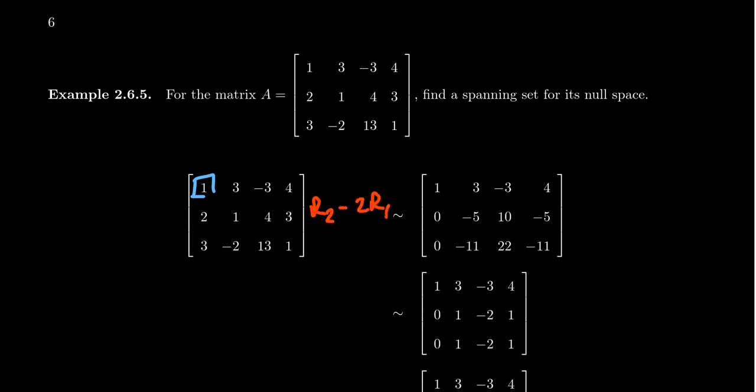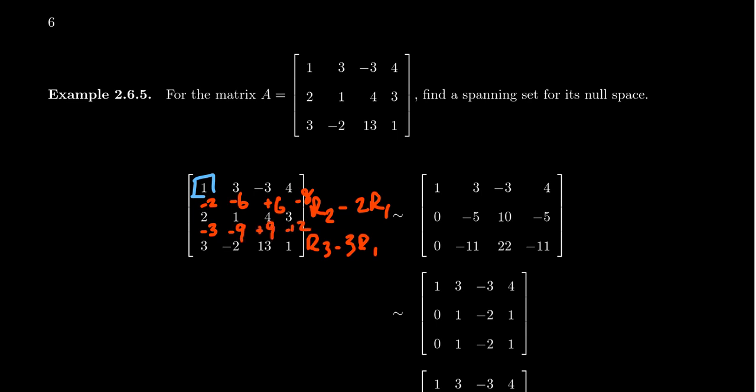And getting rid of the 3 in the third row, we're going to take row 3 minus 3 times row 1. So we're going to get minus 2 minus 6 plus 6 and then minus 8 for row 2. That's going to give us a 0, negative 5, 10, and negative 5. And then for row 3, we're going to get minus 3 minus 9 plus 9 and then minus 12.